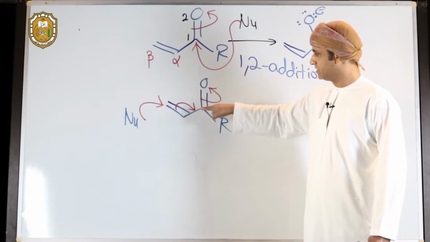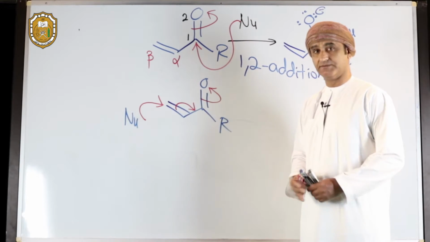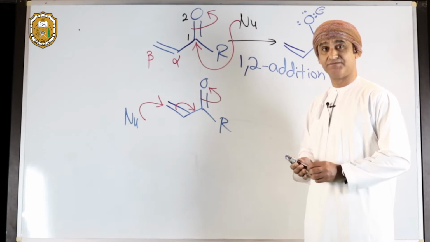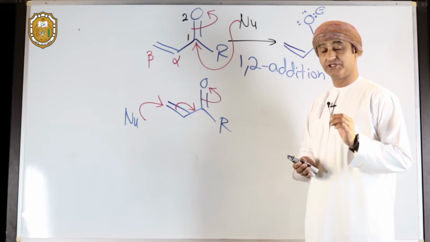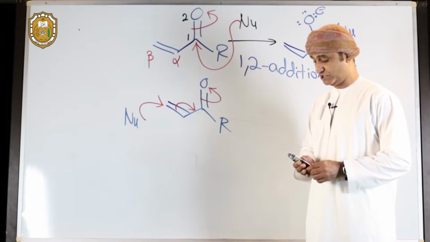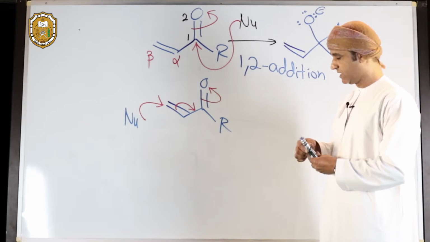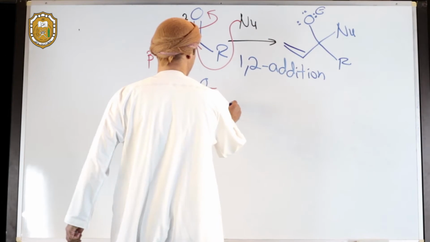So this is a conjugate unit. The nucleophile attacks the beta carbon of this conjugate system. So therefore, this type of addition is called conjugate addition. Let's write the product, and then we can write these descriptions again.